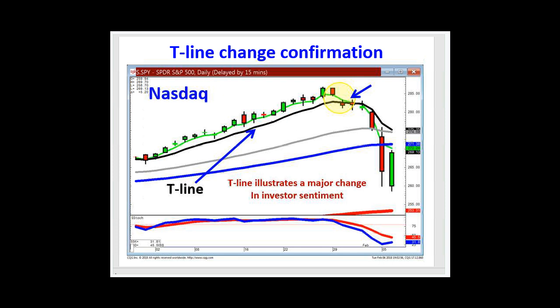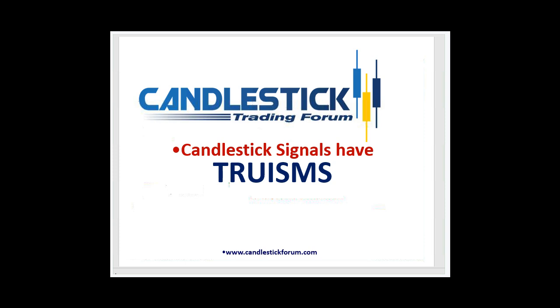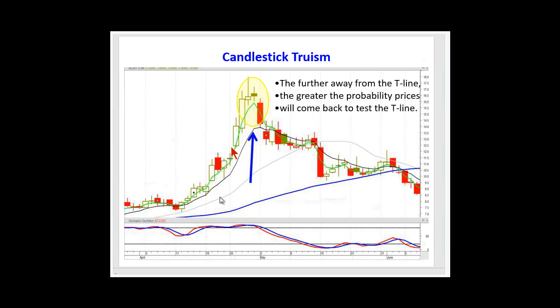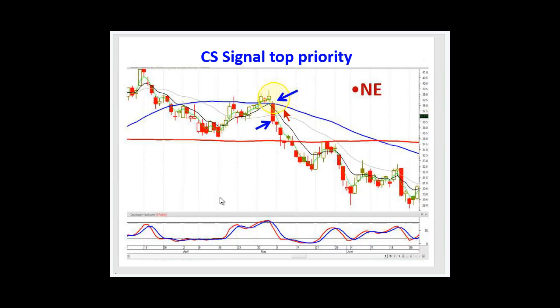Now with that, there are some truisms. Because it acts like a natural support and resistance level of human nature, the further away you move from the T-line, the higher the probability it's going to come back and test. Now, that alone works extremely well. But what we're using candlesticks for is to see what everybody else is doing.